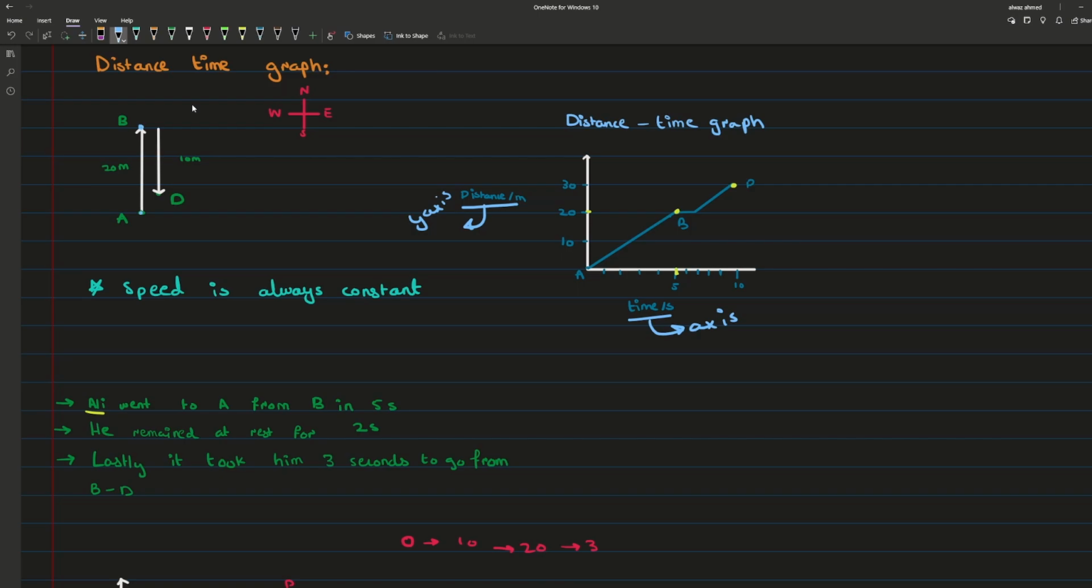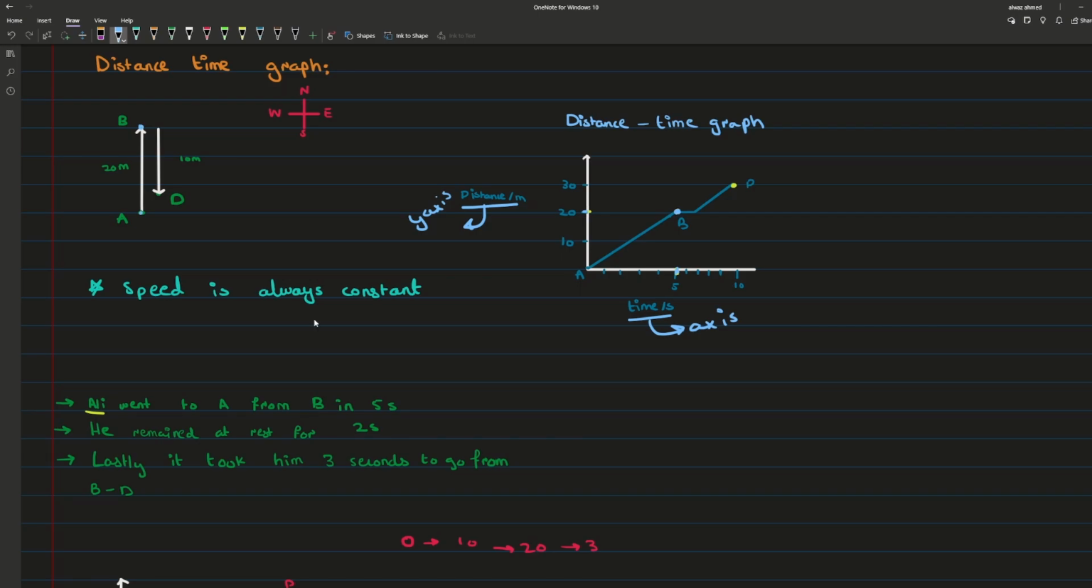Okay, so when the time is 0, Ali hasn't traveled anywhere. Ali is at A. Okay, then he goes to B. Now we know that B is 20 meters away. So on the distance axis we can see that 20 is here. And how much time did it take Ali to go to B? It took him 5 seconds. So we put our marker on 5, and then we use both of these values to find B. Okay, so I've plotted B here.